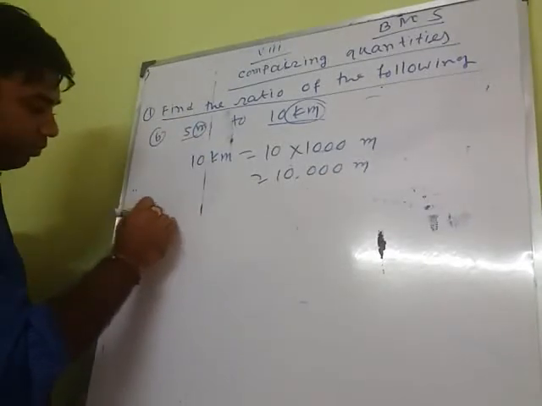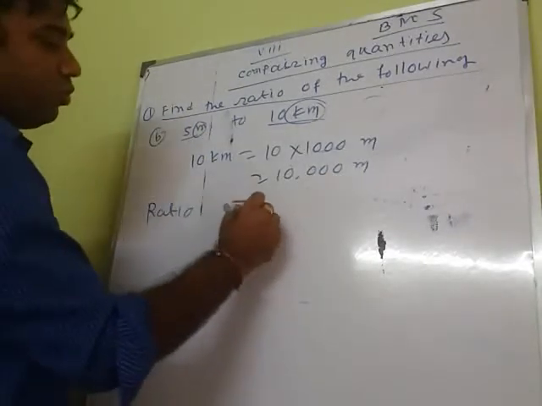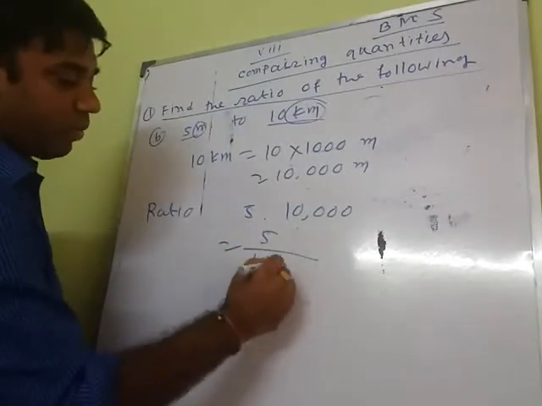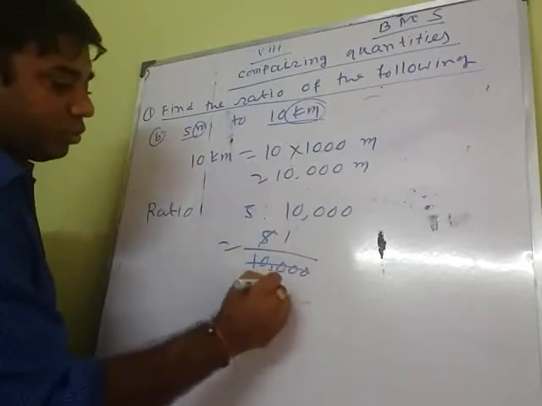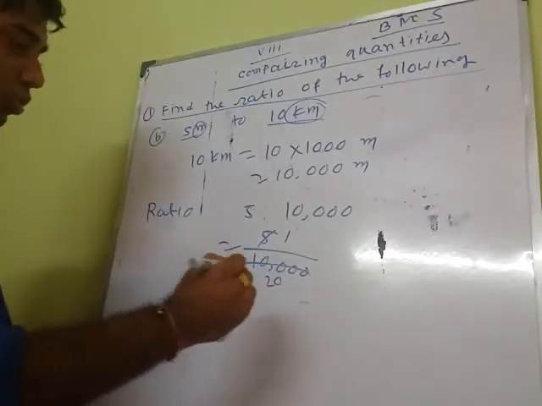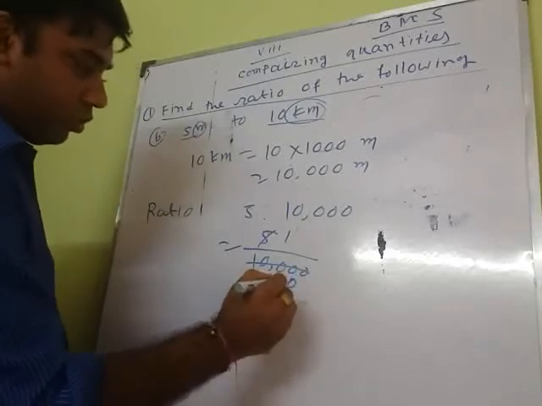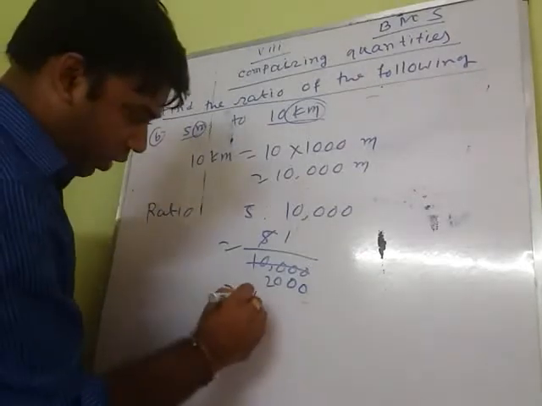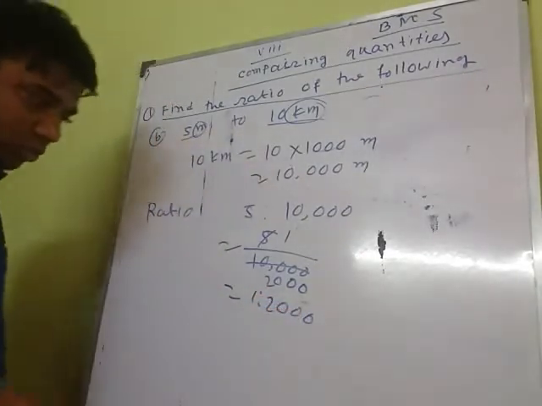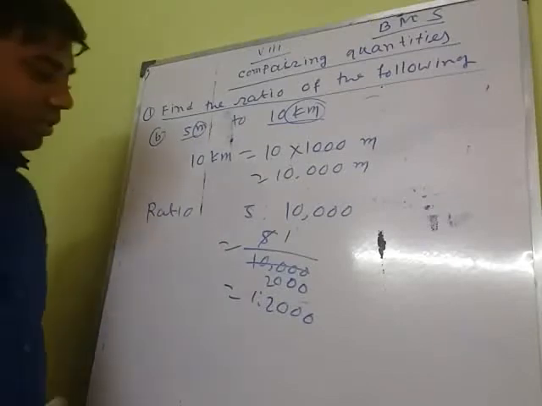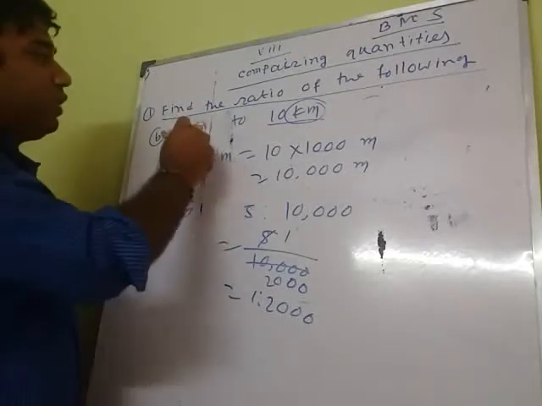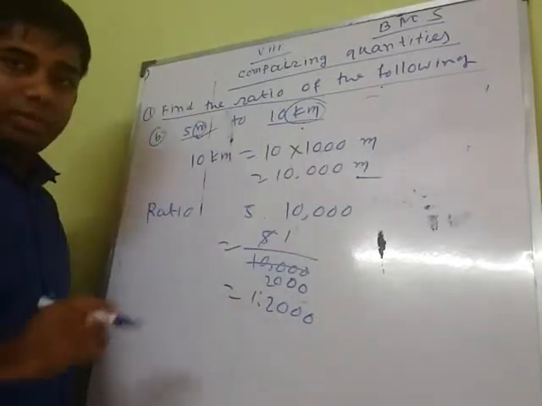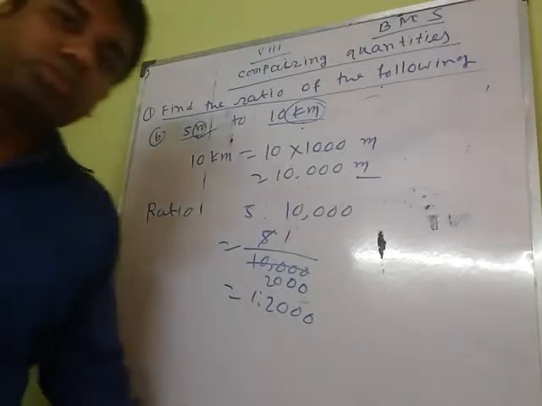Now the ratio is 5:10,000. So 5/10,000, reduced by 5, is 1/2000. So the ratio is 1:2000. So the second answer is 1:2000. Here the units were not the same, so first express both in meter. Now we can compare these two quantities.